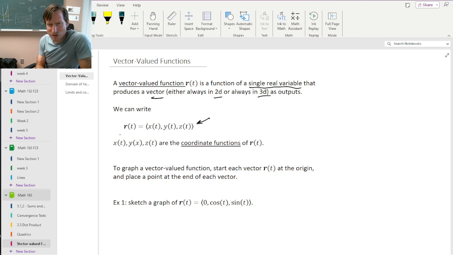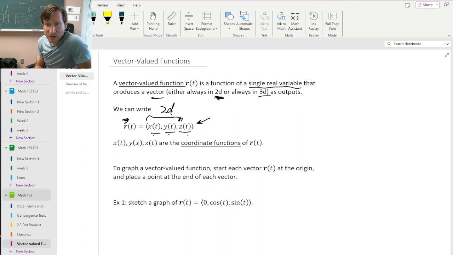I'll try to always use a bold-faced R when I'm talking about a vector-valued function. This software makes it a little annoying to get a vector hat onto my R's, so I won't do that. But making it bold isn't too bad. So we'll generally call our vector-valued functions R of t unless we have some reason to give it a different name. And it has 3 coordinate functions, x of t, y of t, z of t, or just 2 if we're in 2D. Right? If we're in 2D, we'll just use the first 2 of these.